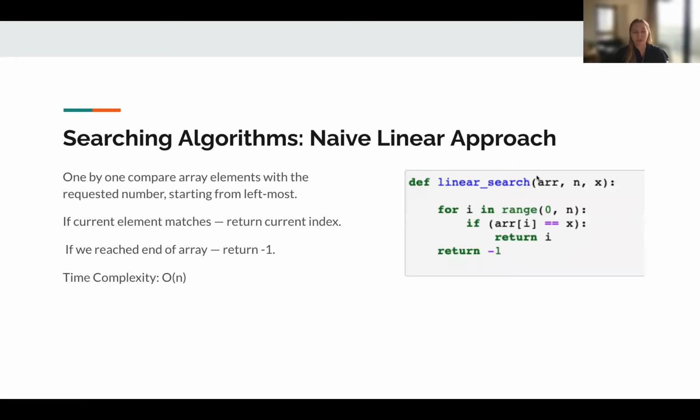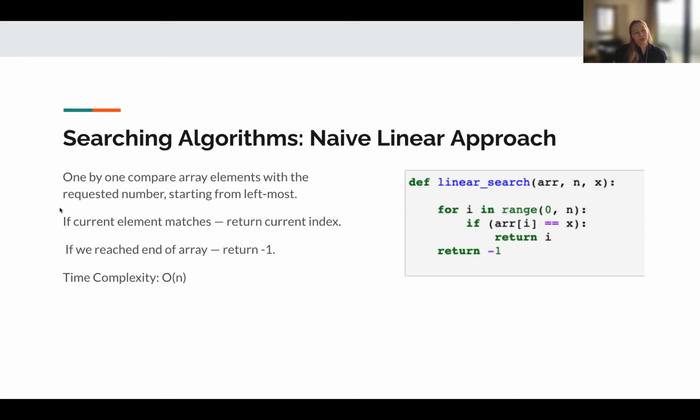All the code today will be in Python, so apologies in advance to people who code in other languages, but I still hope that this is understandable. The code is really simple. It's just a linear search function. We pass the array of interest, the length of the array, and the number of interest. Then we iterate and compare all the elements one by one with the object of interest. If we find it, we return the current index. If we don't find it, we return -1.